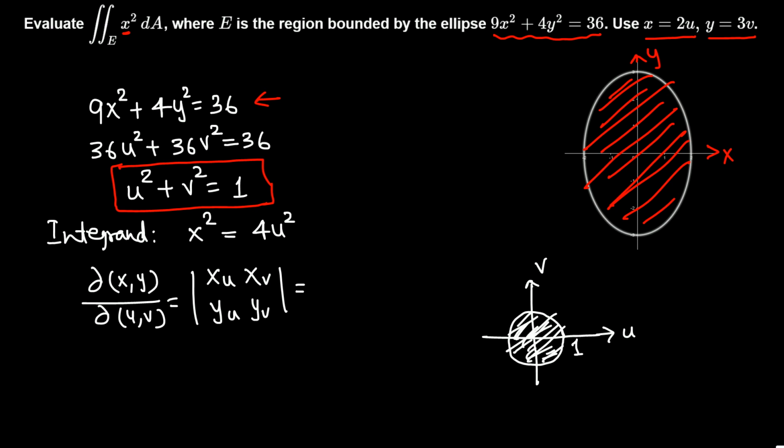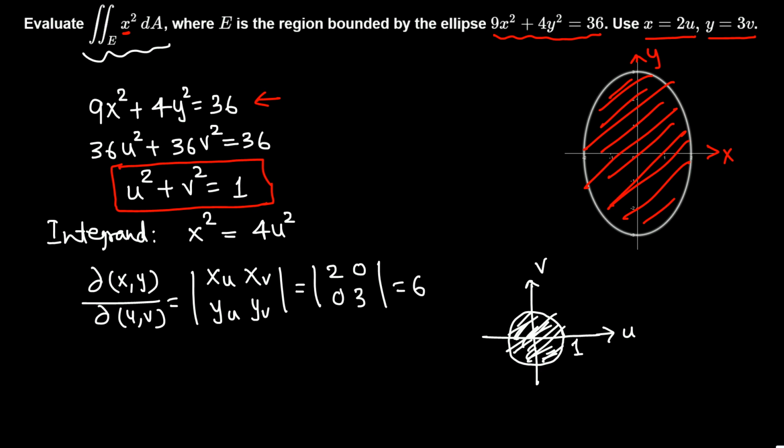Now we want to convert this integral into the new region. For that we need the Jacobian. So here is the Jacobian in uv: partial derivative of x with respect to u and v, and partial of y in u and v. Partial of x with respect to u: x is just 2u, there is no v, so 2, 0. How about y? y is 3v, there is no u, so 0, 3. So 6 minus 0 is 6.